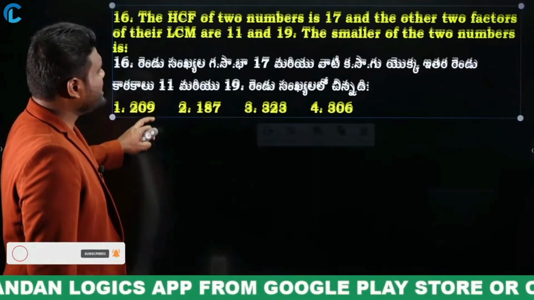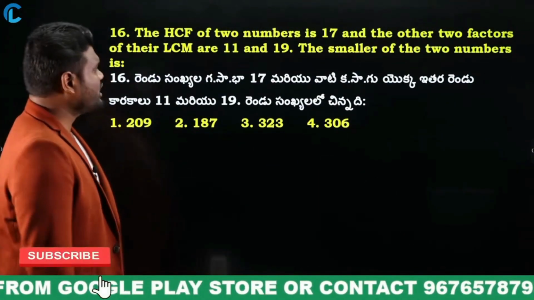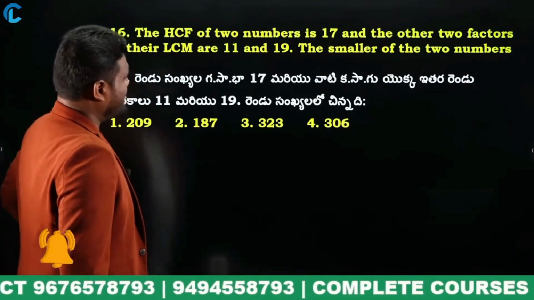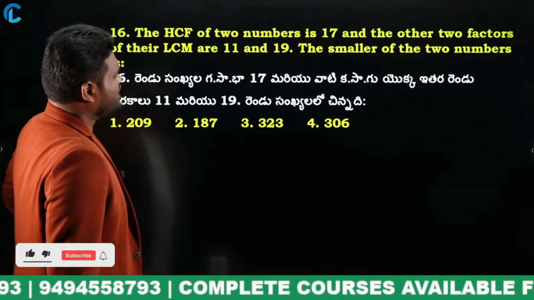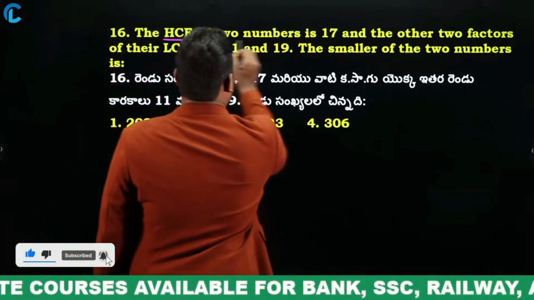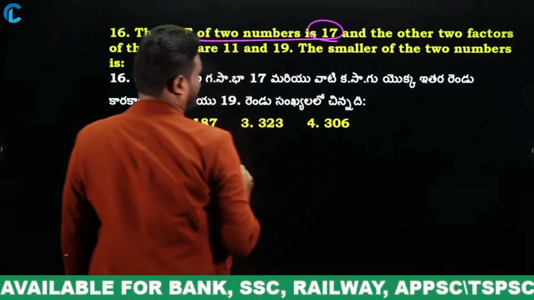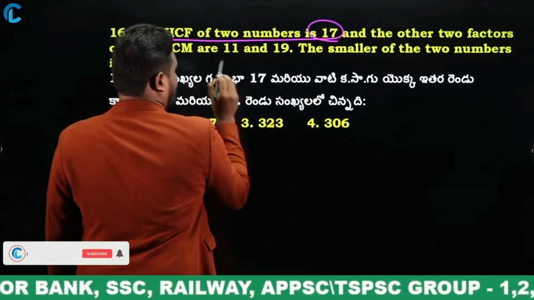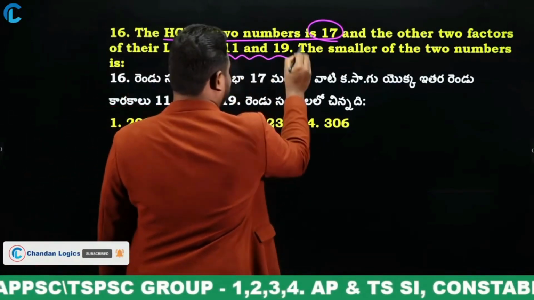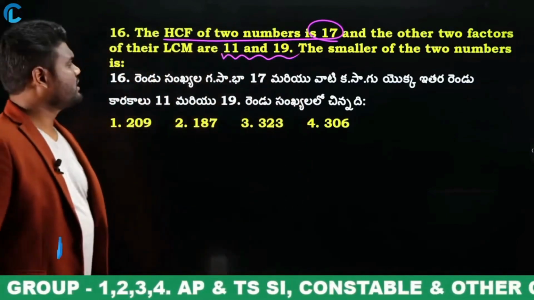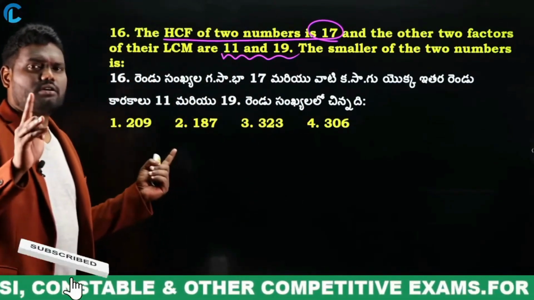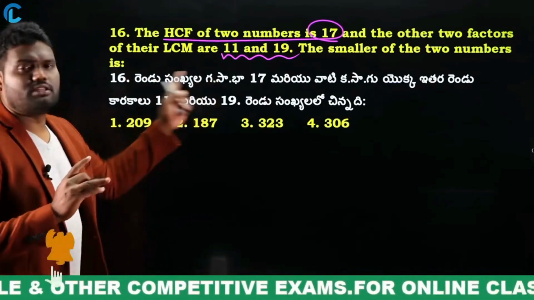Next one. The HCF of two numbers is 17 and the other two factors of their LCM are 11 and 19. The smallest of the two numbers is? Look here, HCF is given and the other two factors of their LCM are given. They're asking us to find the smaller of the two numbers. Simple.